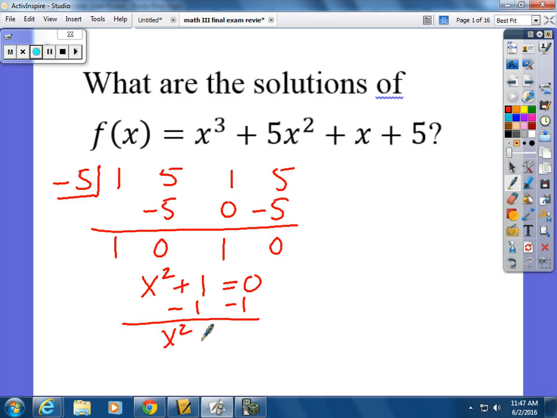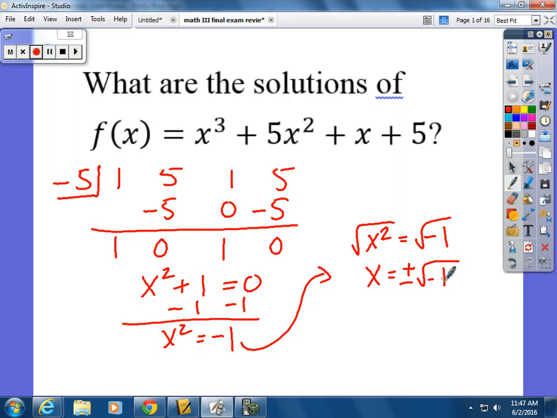X squared equals -1. And if I take the square root of both sides, I have the square root of x squared equals the square root of -1. So x is going to be plus or minus square root of -1. Well, remember the square root of -1 is i, so this is going to be plus or minus i. So my three solutions for this equation are -5 and plus or minus i. That would be your answer.